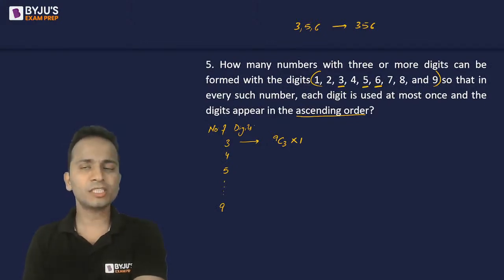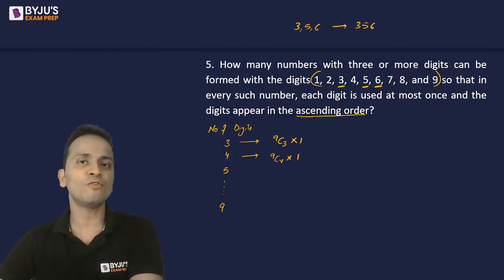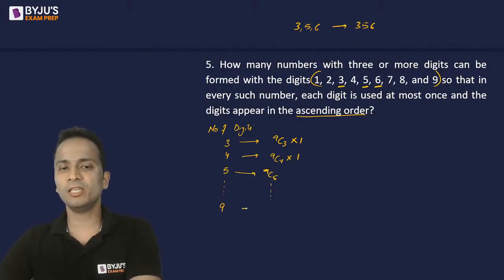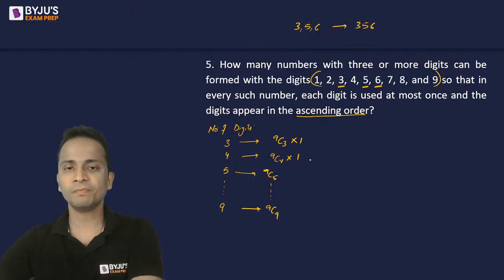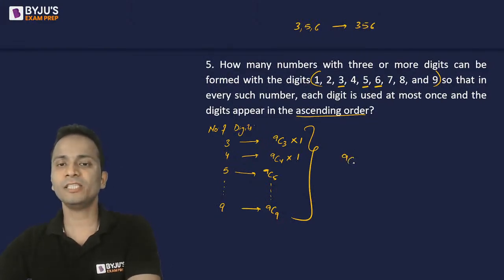So how many 3-digit numbers can be formed? 9C3 multiplied by 1. Okay, absolutely, Mankit. Very good. Now, if I talk about 4-digit numbers, first of all, I'll have to select 4 digits out of 9 in 9C4 ways, and corresponding to every selection of 4 digits, only one 4-digit number can be formed. Similarly, for 5-digit numbers, it will be 9C5 and so on up till 9C9. So the total number of numbers that can be formed will be the sum of these: 9C3 plus 9C4 plus 9C5 and so on up till 9C9.